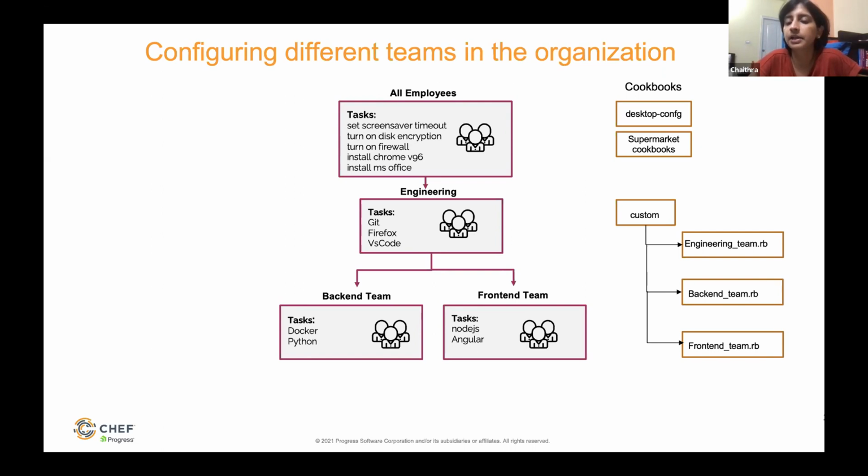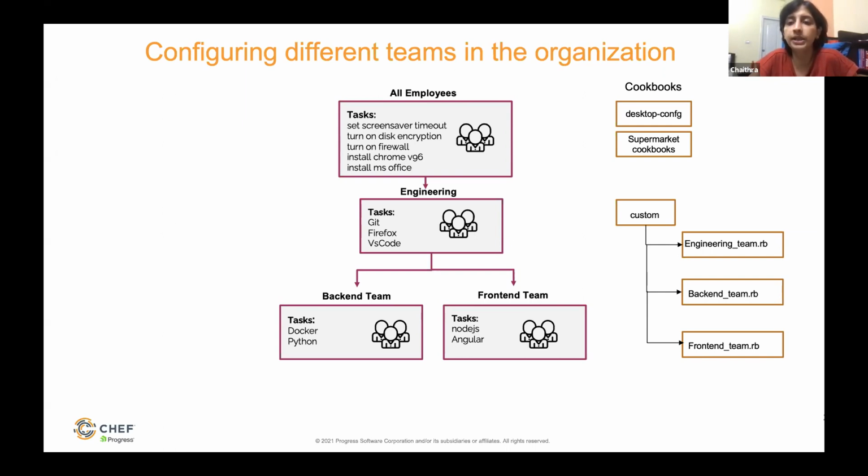So what are these supermarket cookbooks, right? Supermarket is where our community content is available. So you don't have to write a new cookbook on your own for use cases which are already defined in these supermarket cookbooks. So you can do your base configurations with that. And then you have a custom cookbook, which has multiple recipes. It has a recipe for backend team, front-end team, and then a recipe for the entire engineering team, right?